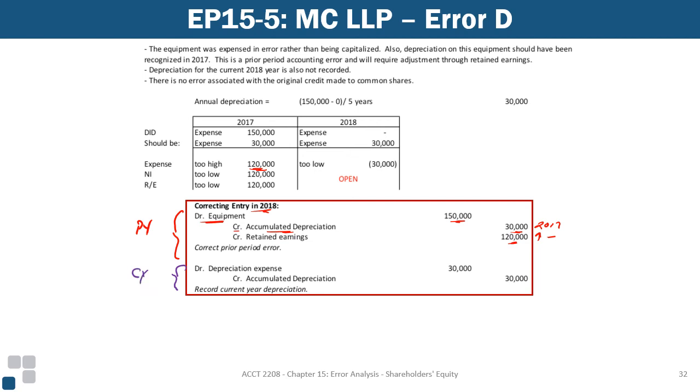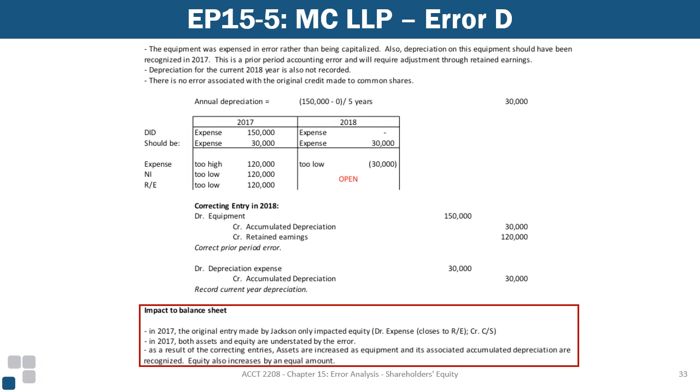Then I'll just change the pen color here. This is the current year, the 2018 adjustment. Right, because the books are still open, we pretend like nothing happened. We'll continue to debit depreciation expense for 30,000, credit accumulated depreciation for 30,000, and this year is all taken care of.